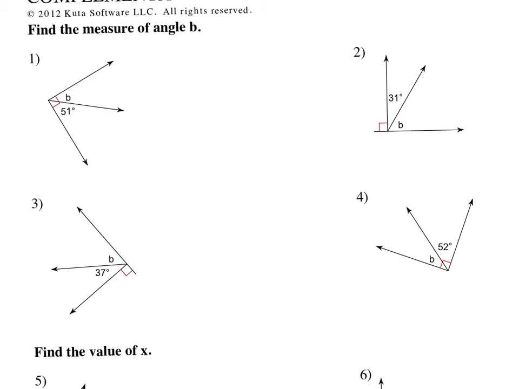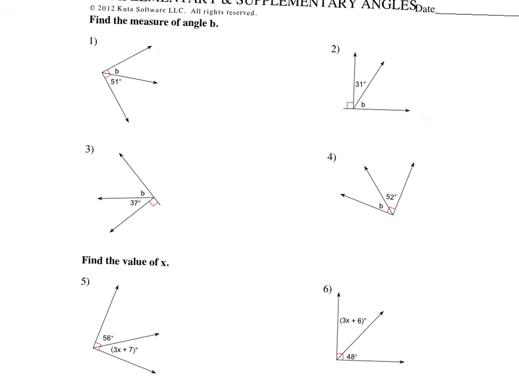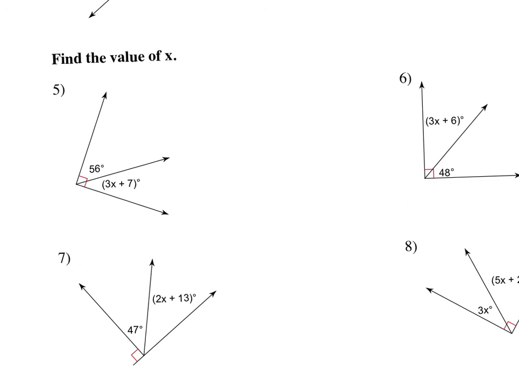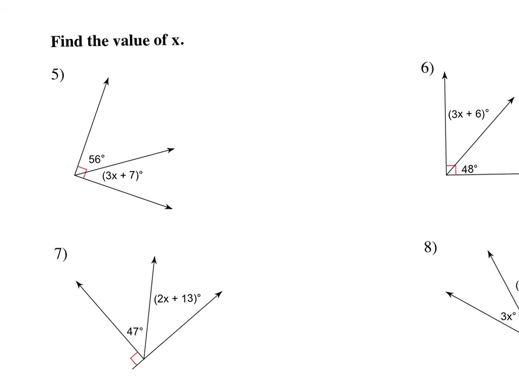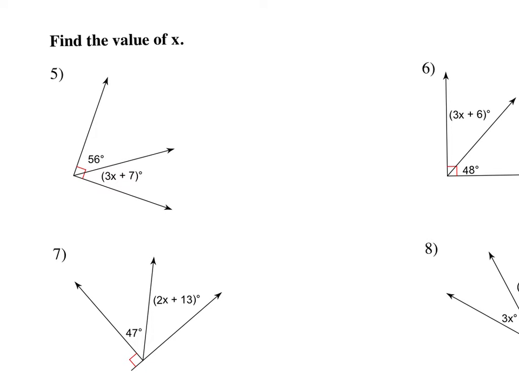What I wanted to show you was the questions that come after that. Now we've got some algebra involved, so we have to set up an equation, okay, because we still have two different parts to the angle. So we have the angle of 56 degrees, and we have the angle of 3x plus 7. Those two angles add up to 90 degrees. So I have to add them together. So that means I'm taking 3x plus 7, and I'm adding 56. And altogether that gives me 90.